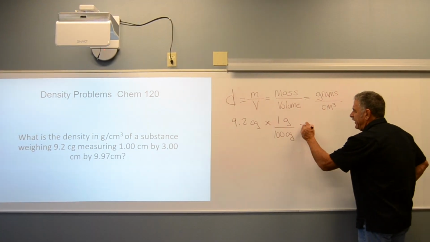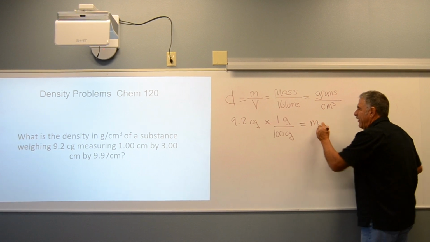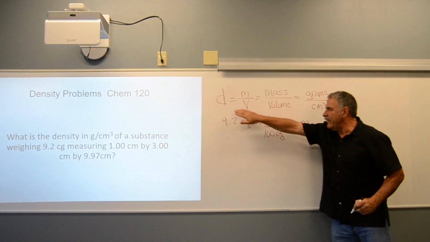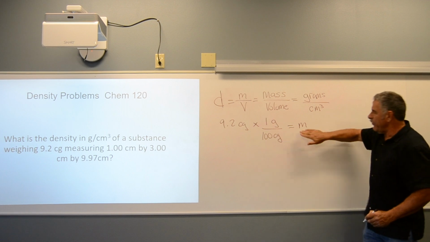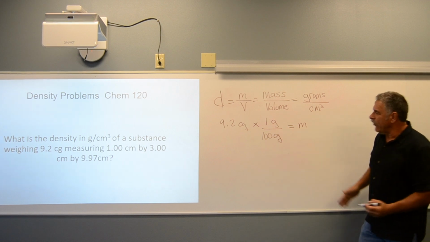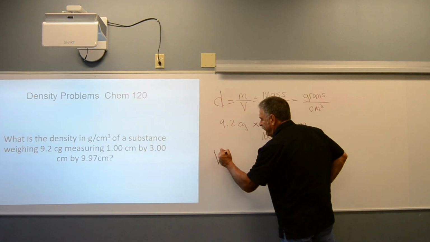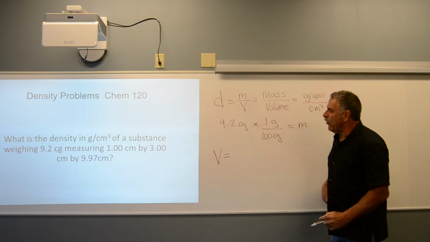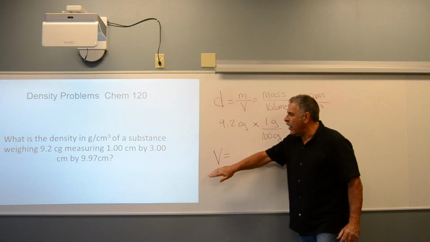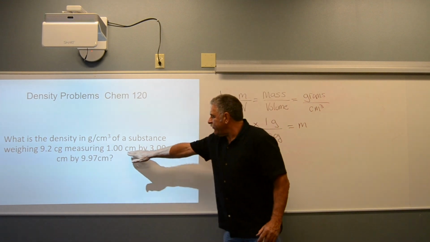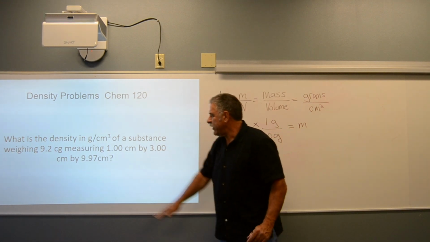We also have to recognize that that's a mass. So that's our M for this problem. In the density equals mass over volume, this is our mass. But what's our volume, you ask? Great question. So our volume is going to be a combination of centimeters and centimeters.